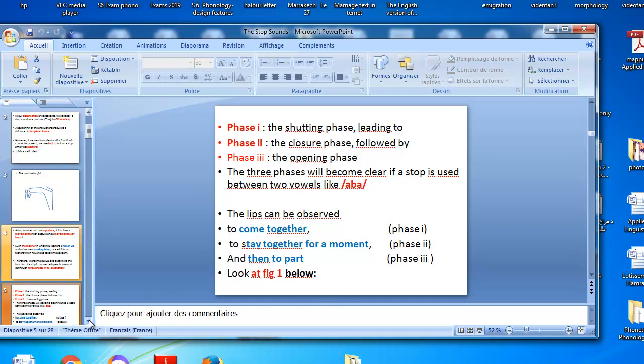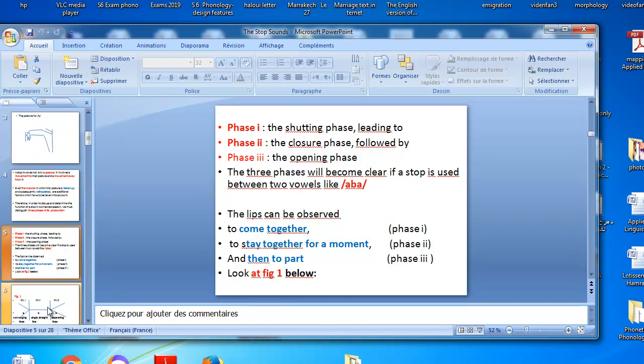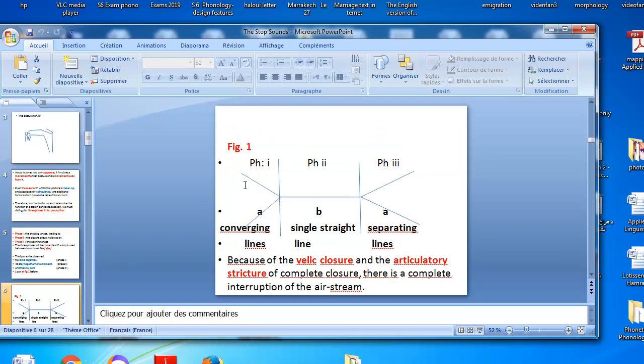So here we are going to have a look at this figure that shows to us clearly the three phases in the life of stops. Notice I say the life of stops. It's as if we are talking about stops as human beings. They are born, they live for some time, and then they die. They have to finish, they have to end.